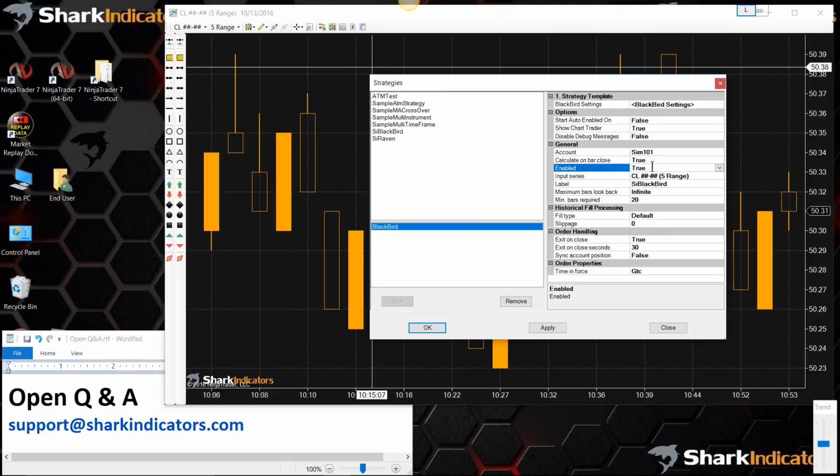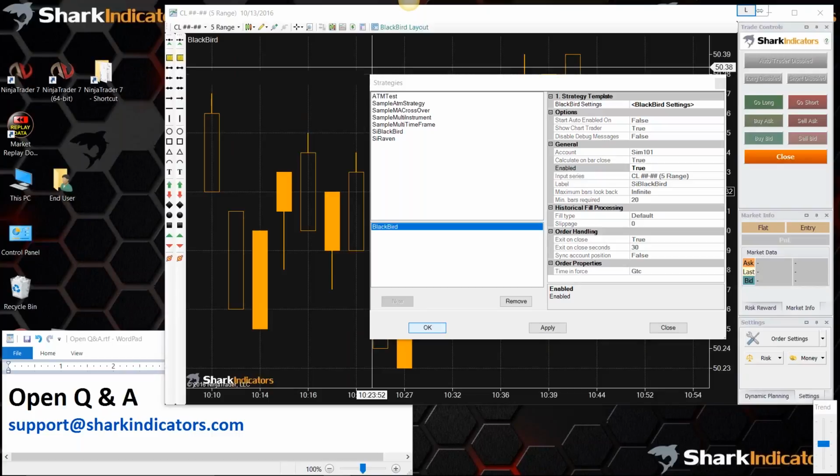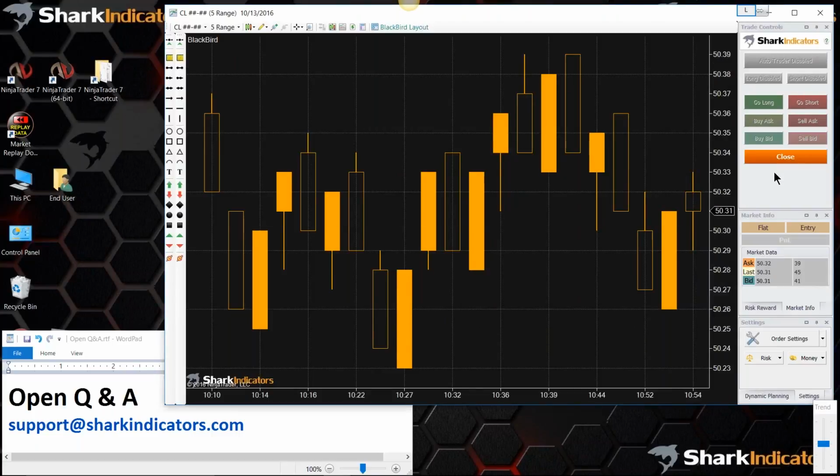So you always have to enable the strategy before it'll actually start running. I guess you could call it a safety feature that NinjaTrader built into their strategies. Then we can click OK. Alright, so here we go. We have BlackBird up and running now.